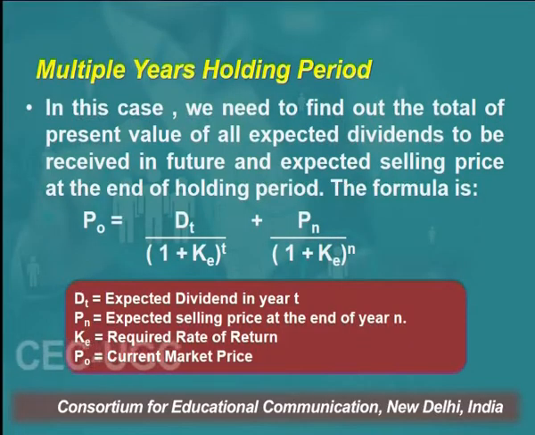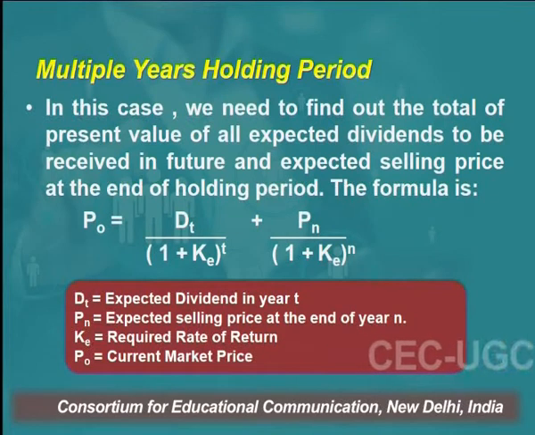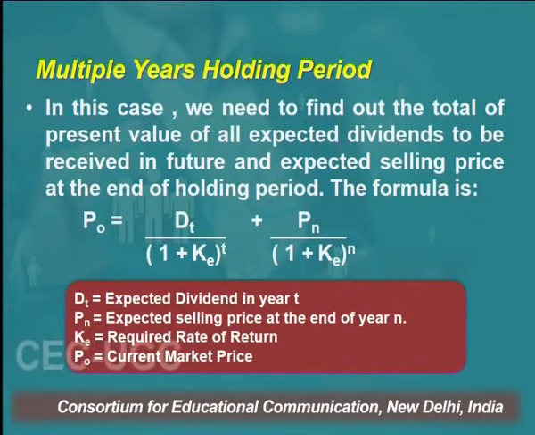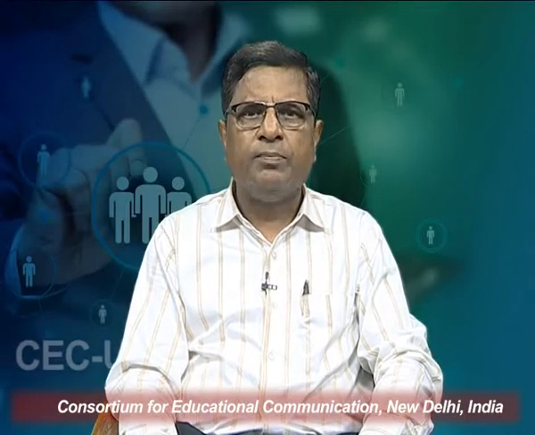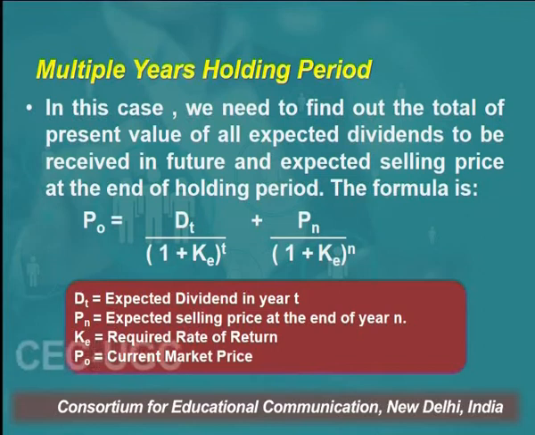In this case, we need to find out the total present value of all expected dividends to be received in future and the expected selling price at the end of the holding period, right. The assumption which we are taking is a constant dividend model. I am presuming that the dividend that the company will give will remain constant. If the company is giving 10 rupees dividend per year, I am presuming in this example that the amount of dividend will remain constant.